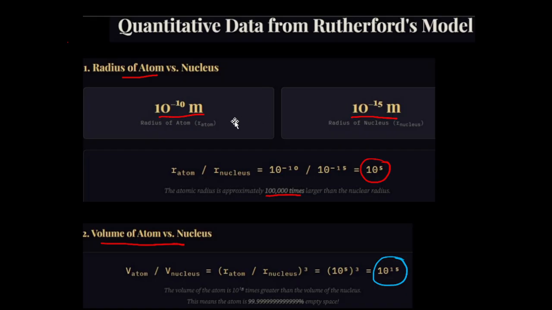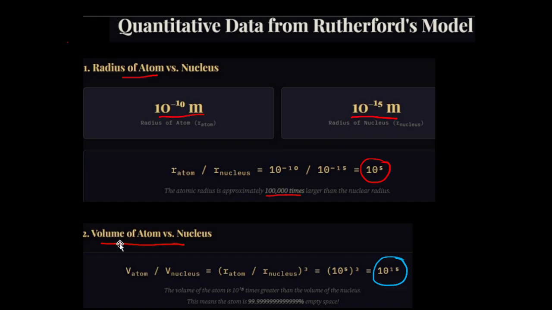Now, we are not going to understand how he measured these things. We are not going into that. But if you look at this ratio of the radius of the atom to the radius of the nucleus, it is coming to 10 to the power 5, right? What does that mean? That the radius of the atom is almost 10 to the power 5, or 1 lakh times greater than the radius of the nucleus. Do you agree or not? Yes, sir. Okay, so it can reflect in the volume as well.